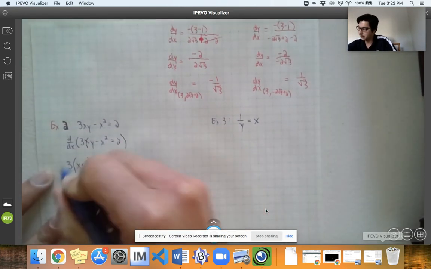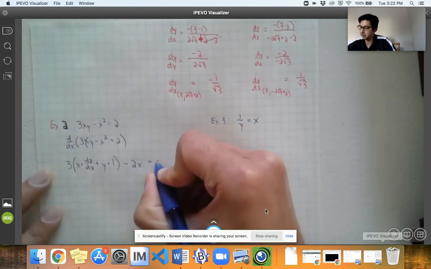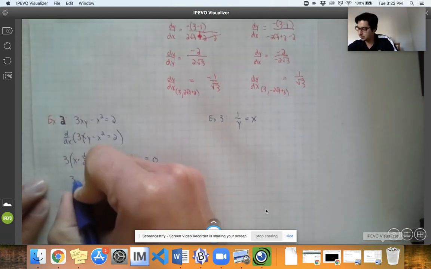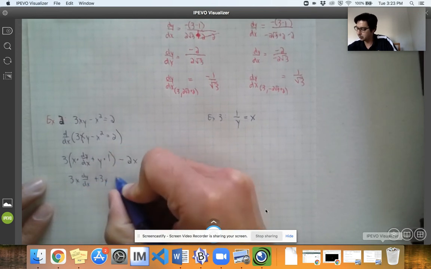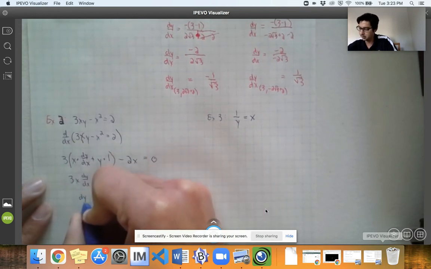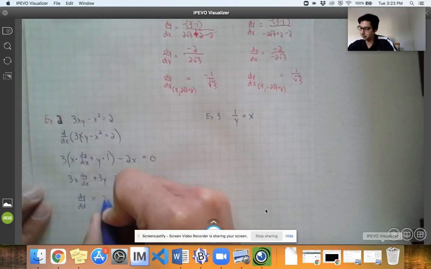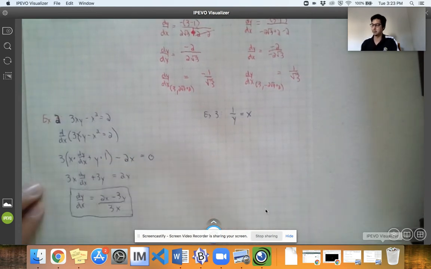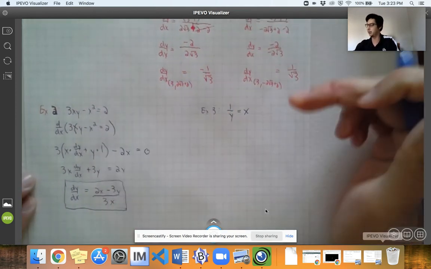And the 3 is in front there, minus the derivative of x squared with respect to x, which will be 2x, equals 0. And now we just solve for dy/dx, so we'll get 3x dy/dx plus 3y is equal to 2x, and I can just jump ahead and say dy/dx is going to equal 2x minus 3y, all over 3x. And there is my derivative of this curve up here.